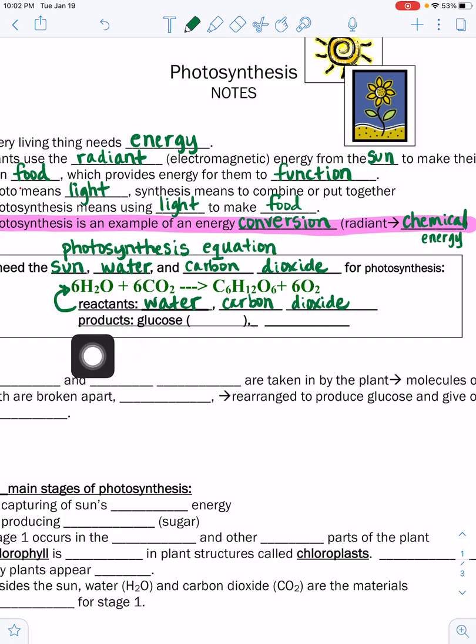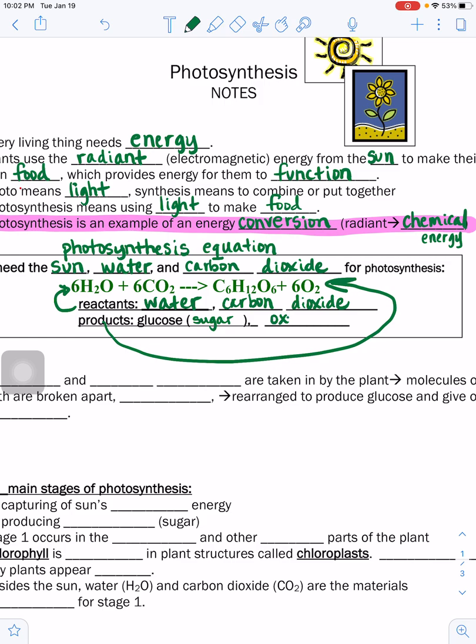The products, think about the product of a multiplication problem. The products are the answers, like what becomes of the reactants, and that's on this side. The products are glucose, which is the name of the particular type of sugar that is made for the plant, and oxygen. Look at the products on the right side of the arrow. C6H12O6 is the chemical formula for glucose. If you see that O, it means oxygen. You in 7th grade do not have to worry about these numbers.